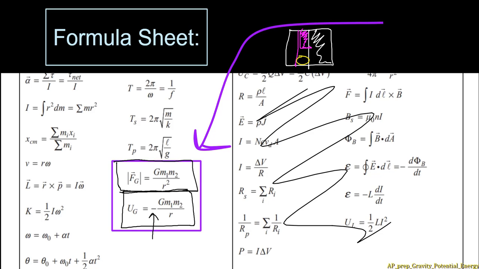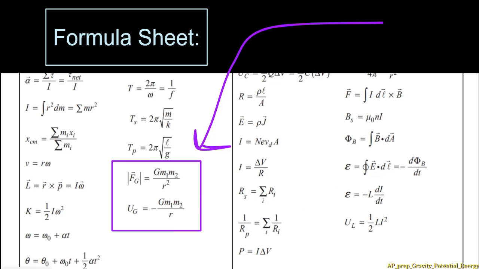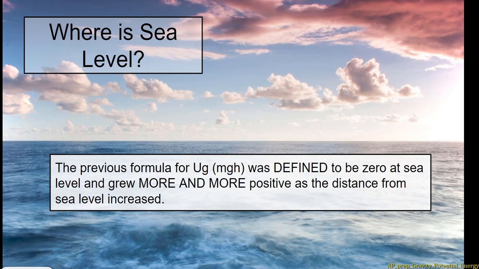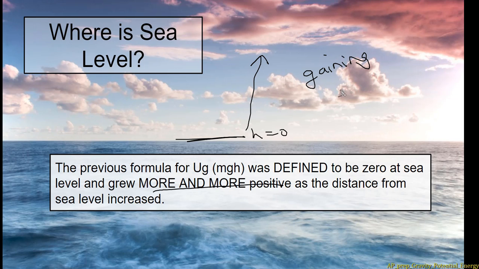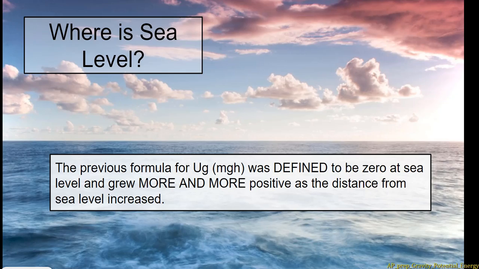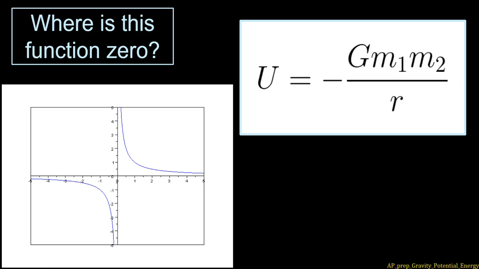Where is sea level? In the previous formula for UG, MGH, H was sea level at wherever you set it to be. So here's your sea level, and as you move away from sea level, UG becomes more and more positive. So I'm gaining UG as H goes up. And I'm losing UG clearly as H goes down. The reason I made a big point about that is here's our real function. Don't forget that minus sign.